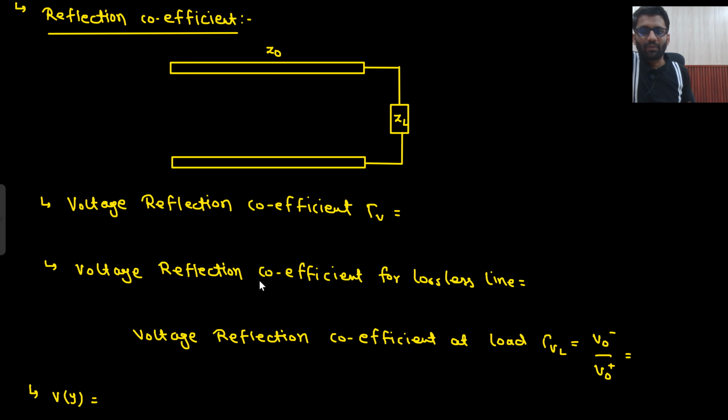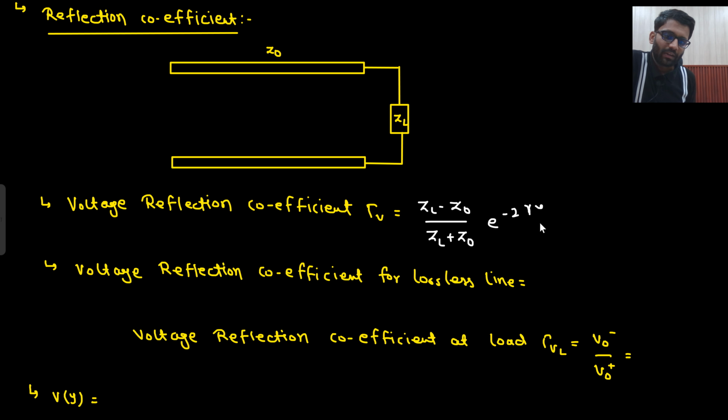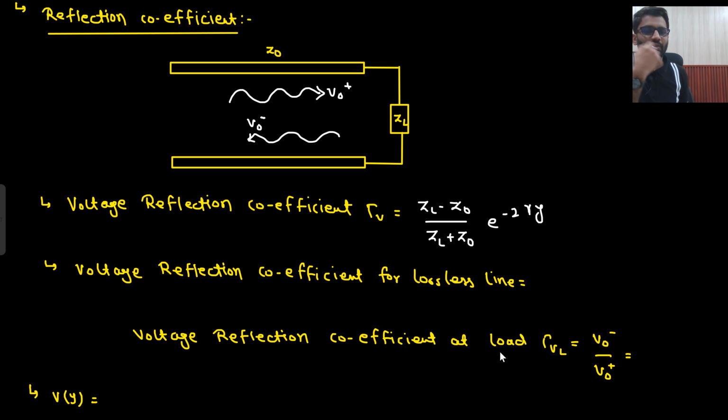So first let's discuss reflection coefficient. We have already seen this. What was the formula of voltage reflection coefficient? That was ZL minus Z0 upon ZL plus Z0 e to the power minus 2 gamma y, in terms of y if we are writing. What do we mean by reflection? Some incident wave is coming, that is V0 plus, and then there will be a reflected wave, that would be V0 minus. So the reflection coefficient is given by this.